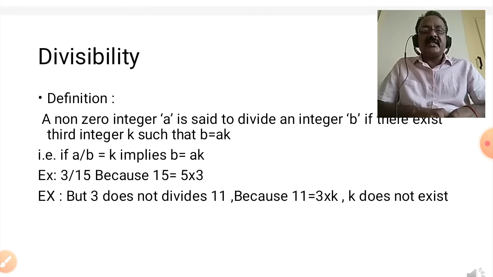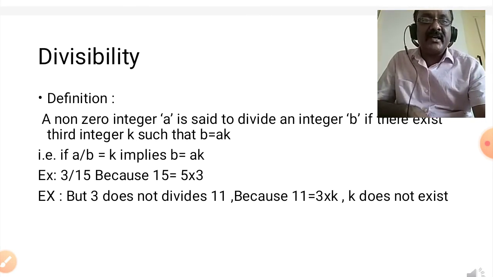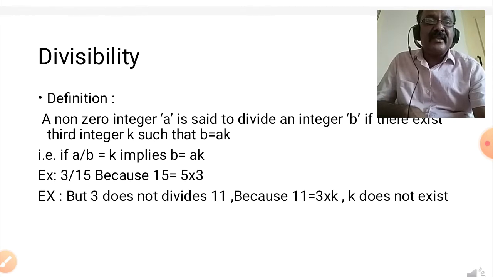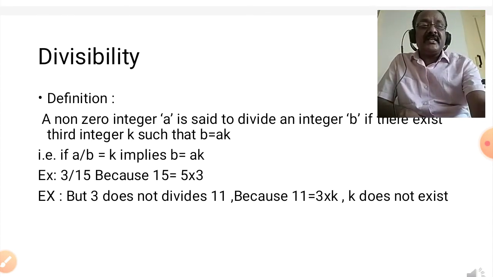I have taken another example. That same 3 does not divide 11, because 11 would have to equal 3 into k. From the definition of divisibility, I have said b is equal to ak. Like that, 3 does not divide 11 because it won't satisfy this relation, 11 is equal to 3k. Here k does not exist. No integer satisfies this relation.